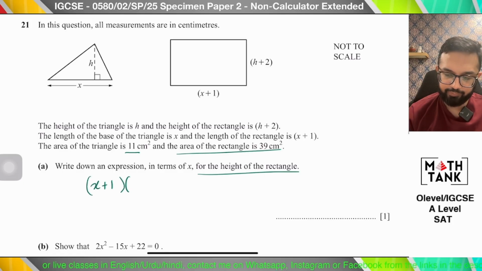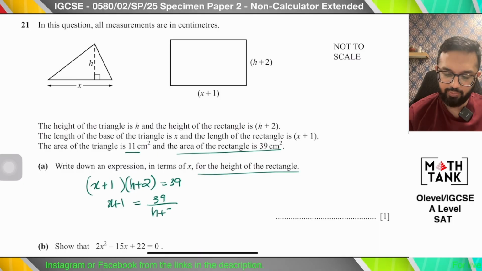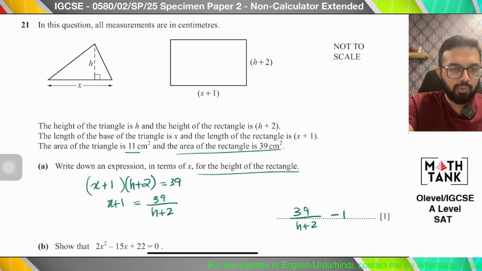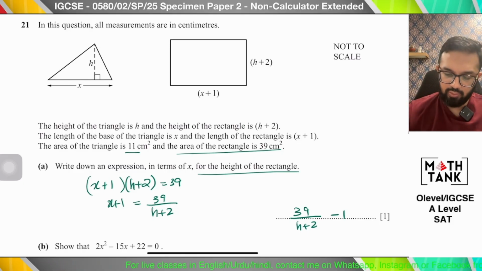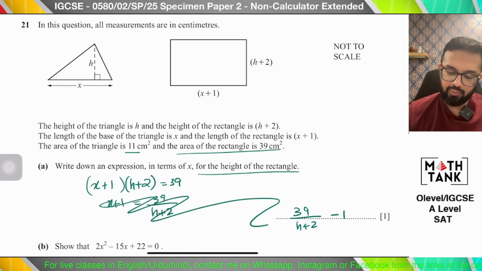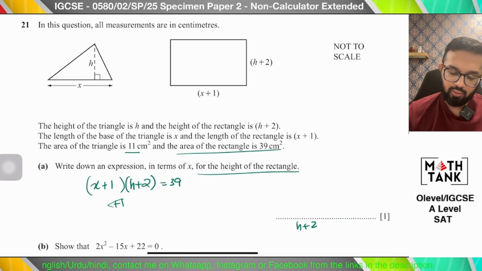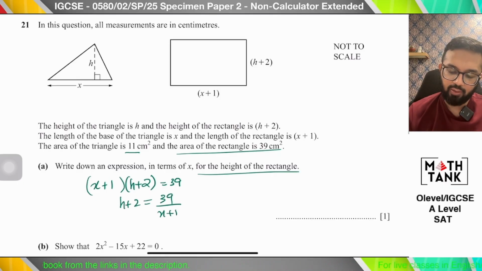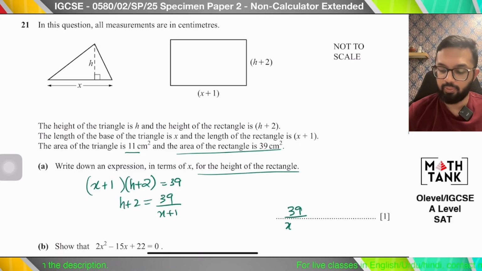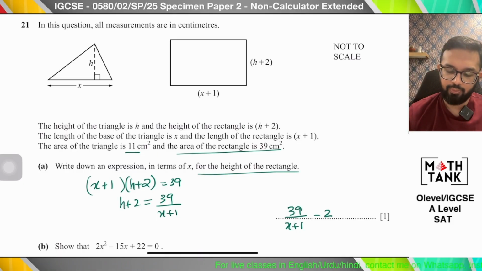x plus 1 into h plus 2 equals 39. So x plus 1 equals 39 over h plus 2. That's 39 over h plus 2 minus 1, an expression for, oh, in terms of x. I've done it the other way around. So h plus 2 equals 39 over x plus 1, so h is 39 over x plus 1 minus 2.